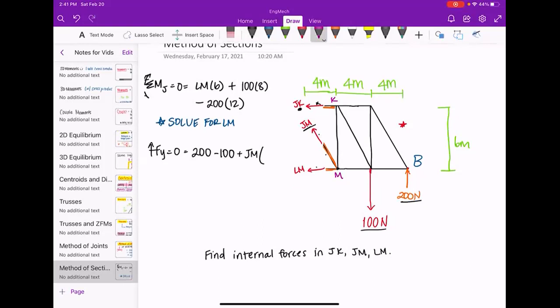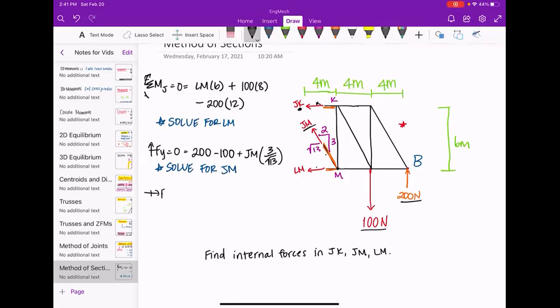Looking at this ratio, it's a 2, 3 triangle. So it's 2, 3, square root of 4, 9, square root of 13. So if I'm looking just for the Y component, it would be 3 over root 13. And then I can solve that one for JM, and now I know JM. All right, then my last one, now I know LM and JM.